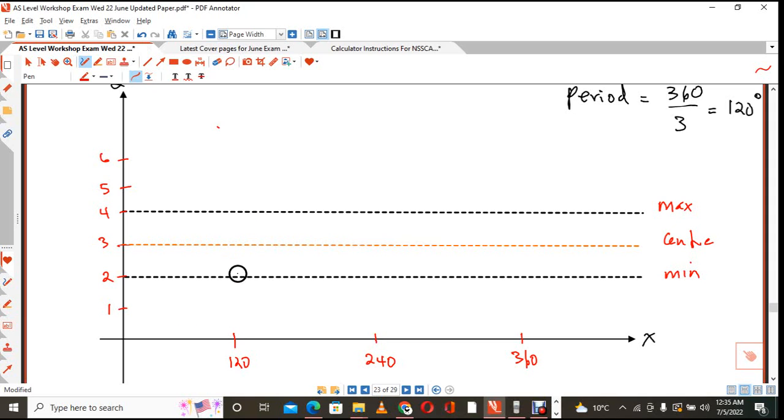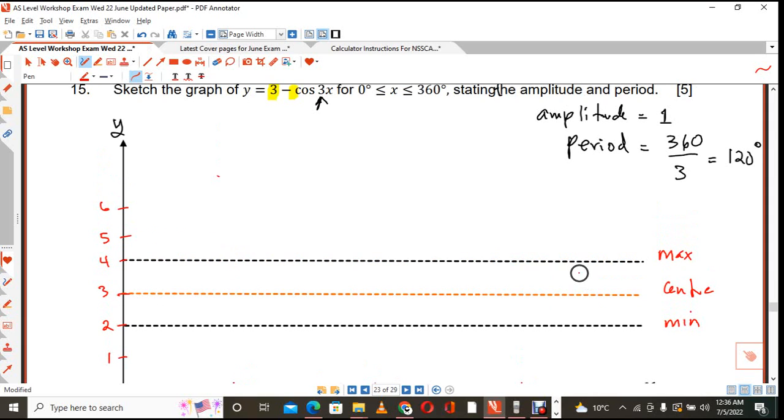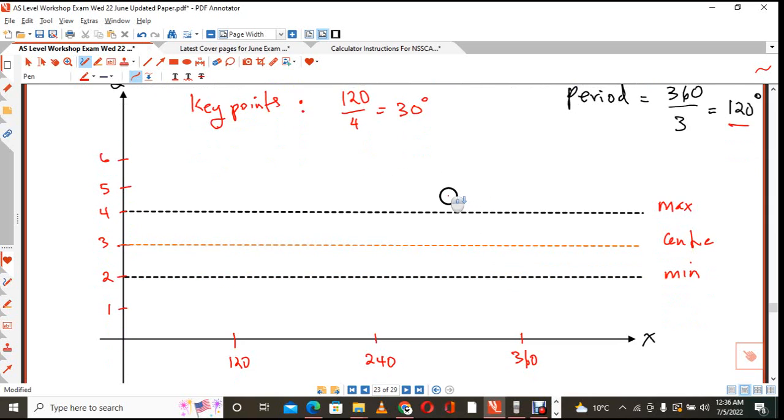Right, I know that to draw a graph, and I'll show you this little trick here. Okay, so I know that my period is 120. So take that and find what I call key points. And for the key points, you take that 120 and you maybe divide it by 4. Okay, so that gives you an indication of the angles that you can have, maybe.